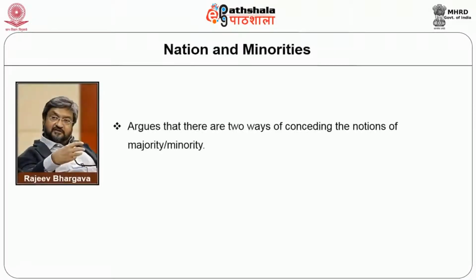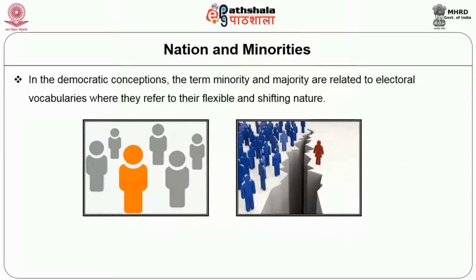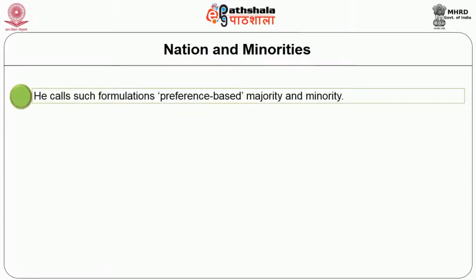Nation and minorities. Rajiv Bhargava argues that there are two ways of considering the notions of minority and majority. One is from certain conceptions of democracy, the other is from the problematic of nationalism. In the democratic conceptions, the terms minority and majority are related to electoral vocabularies, where they refer to their flexible and shifting nature. The flexibility derives from the not yet solidified and reified idea of an identity imposed on the group in electoral calculations. He calls such formulations preference-based majority and minority.